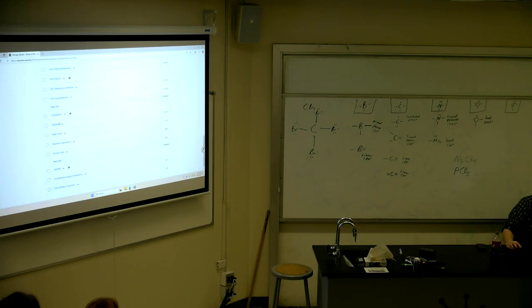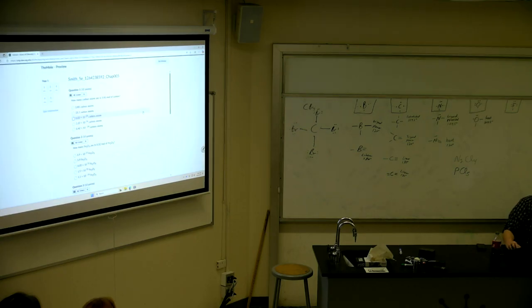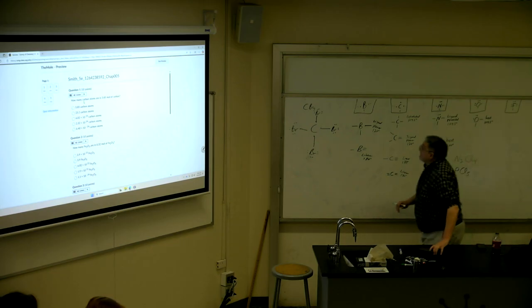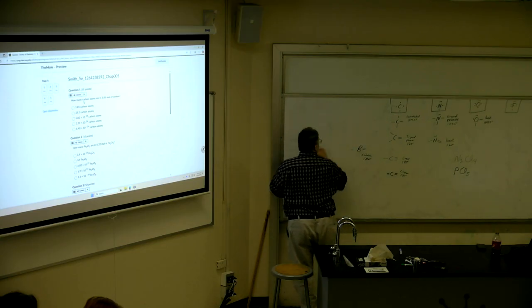Okay. So let's get to the mole. So I pretty much have at least one of each of these different types of calculations on the test. How many carbon atoms are in 3.85 moles of carbon? This whole section is that section where I stressed that: how many carbon atoms?